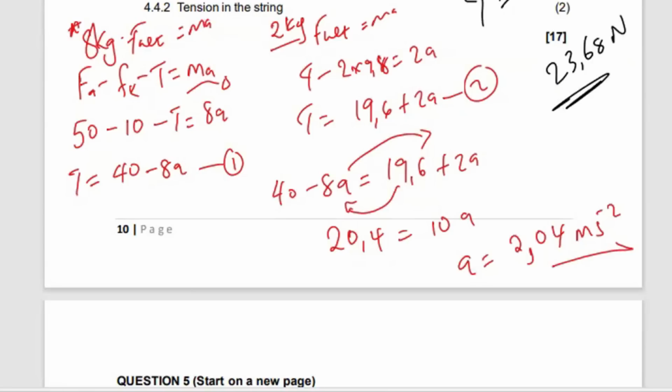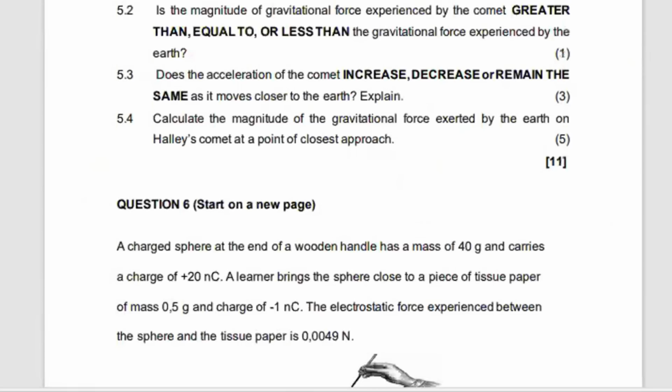That is newtons. So that is 4.4.2, the other one is 4.4.1. Okay, so that would have been question number 4. Question number 5. Halley's Comet, which has an approximate mass of this much, was this distance from the Earth at its closest point during the last sighting in 1986.